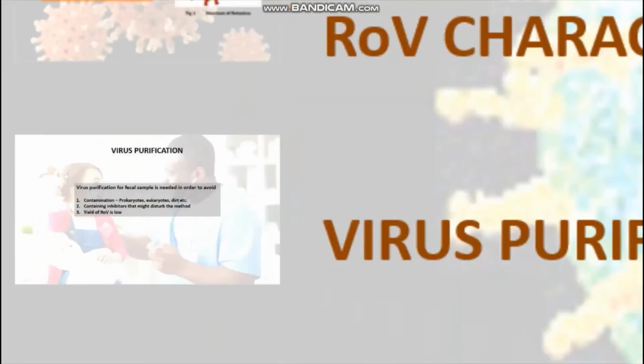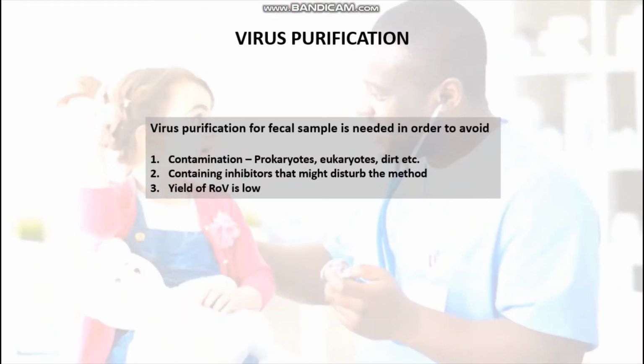Before we go to the methodology, we need to purify the sample. Why? Because feces has many contaminants that we need to eliminate, such as bacteria, minerals, dirt, and so on. It also contains inhibitors that might disturb the method, and the yield of rotavirus that we need might be low.